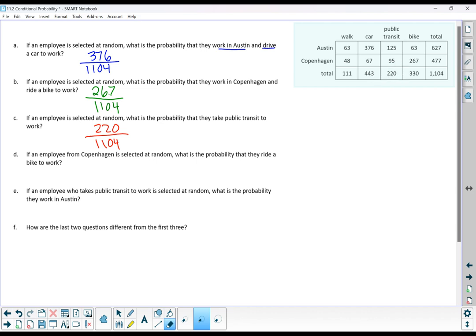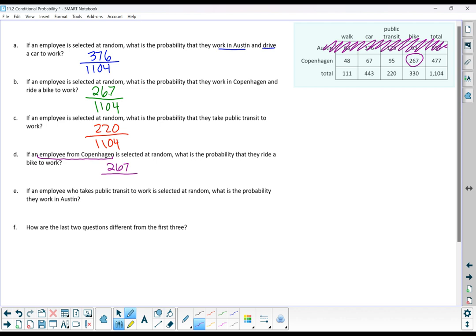All right, this one says, if an employee from Copenhagen is selected at random, what is the probability that they ride a bike to work? So this time we're only thinking about employees from Copenhagen. So we don't want to think about any of those employees who are in Austin. We are only thinking about the ones in Copenhagen. So if we're looking for the ones that ride bike, 267.